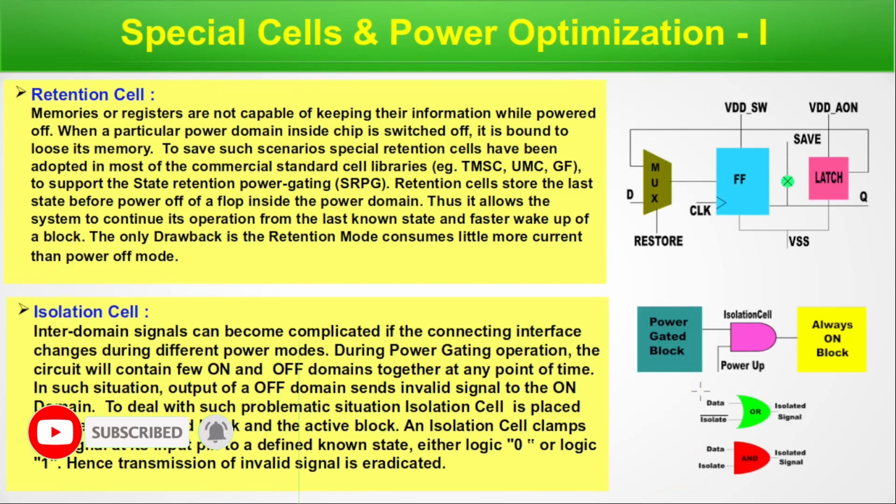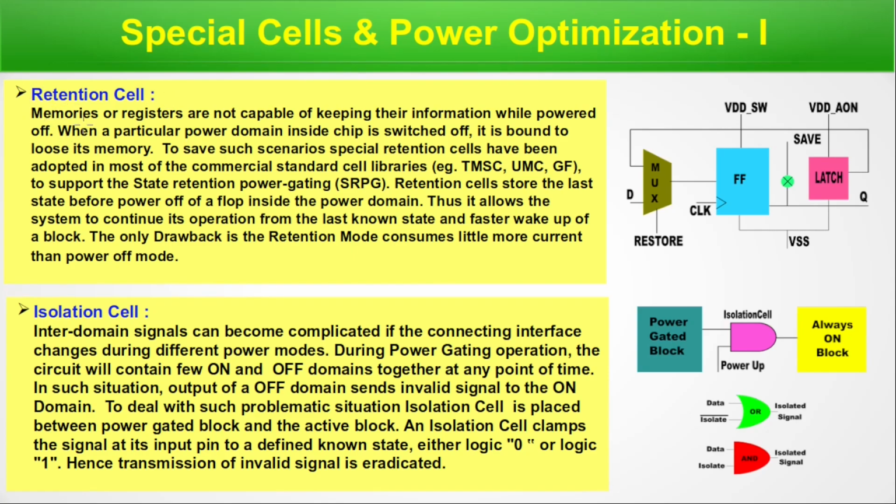Special cells and power optimization. Special cells are special because they have some special purpose and they are used for power optimization. Retention cell, isolation cell, level shifter cell, always on cell, their name suggests what they do, and we have detailed episodes on level shifter, retention cell, isolation cell. Links are provided in the description. You can watch the videos and read the articles.